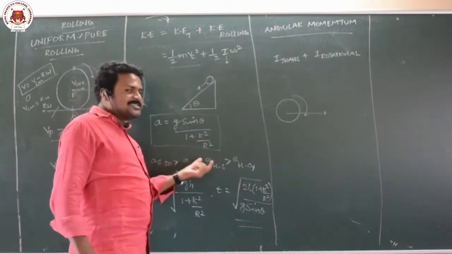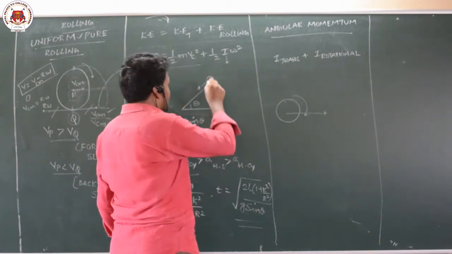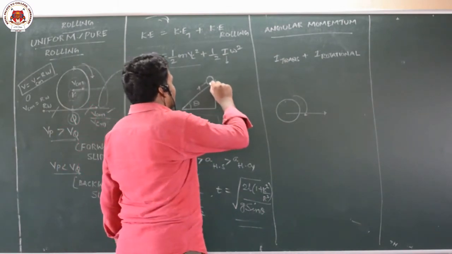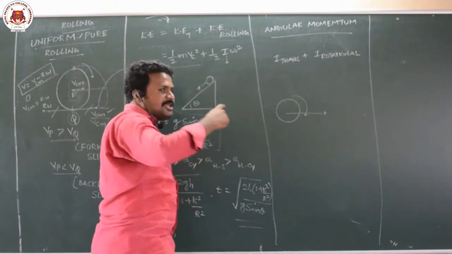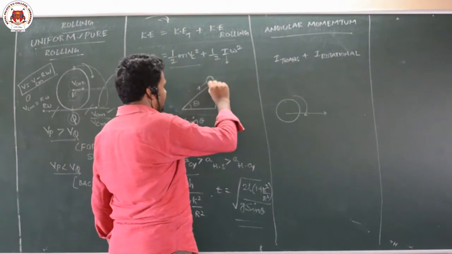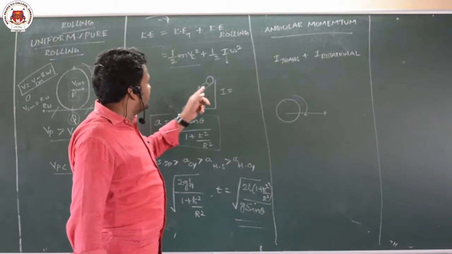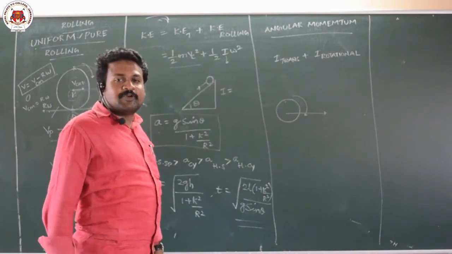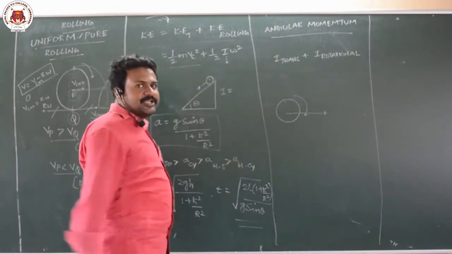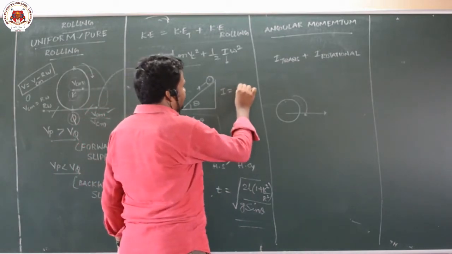Then how will we calculate this k square by r square? Suppose there is a solid sphere rolling on this inclined plane. When a solid sphere is rolling, the rolling occurs at the tangent. At the tangent only, the moment of inertia will be there. So you can take the moment of inertia across the tangent. 2 by 5 mr square is from the center; from the tangent it will come to 7 by 5 mr square. So I is equal to mk square, you equate.